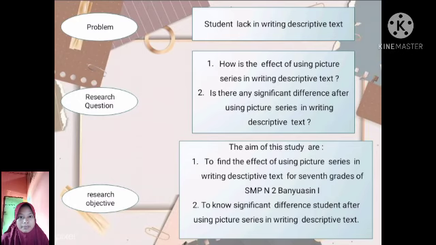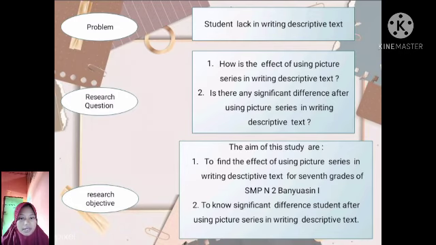The first is my problem in my research, which is about the students lagging in writing descriptive text. And my research questions: the first is, how is the effect of using picture series in writing descriptive text? And the second, is there any significant difference after using picture series in writing descriptive text?